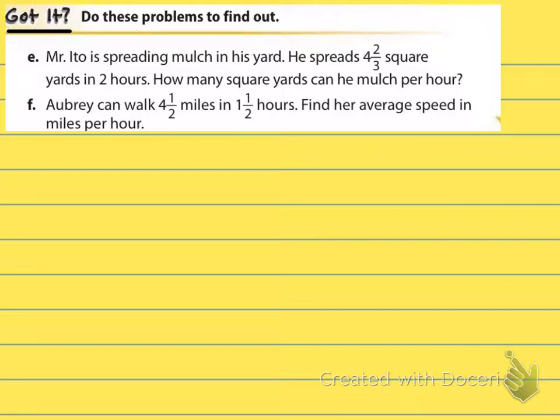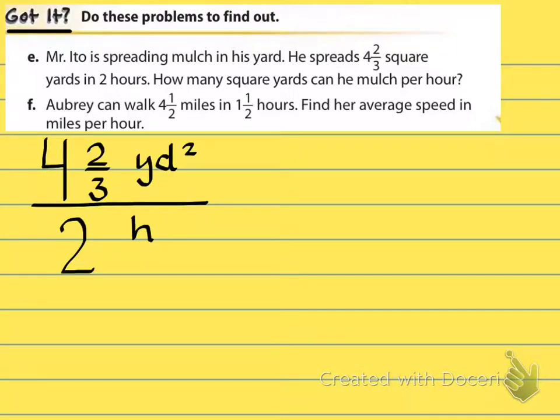So let's go ahead and look and see what you got for E. It says Mr. Ito is spreading mulch in his yard. He spreads 4 2/3 square yards in 2 hours. How many square yards can he mulch per hour? So first we need to set it up as a rate, 4 2/3 square yards in 2 hours. So I went ahead and did that here.